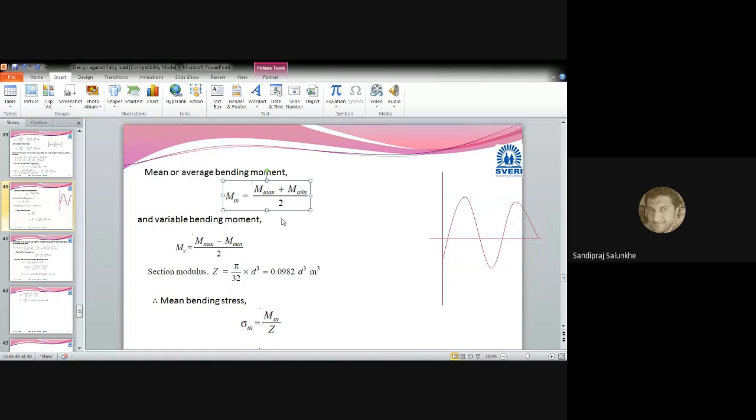Just calculate the mean bending moment, and you have to calculate the variable bending moment also, that is maximum bending moment minus minimum bending moment divided by 2. Calculate these two values and tell me what is your answer. Somebody has got this answer. Yes. Okay, next. Can you give me this answer? Just do the calculation and give the answer.